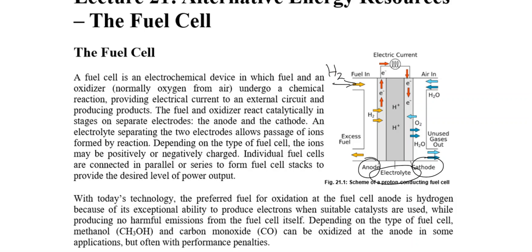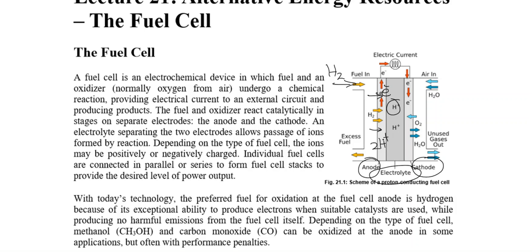Now when the H2 reaches the anode, it is catalytically converted to H positive ions. And obviously electrons are released from this hydrogen. Now the electrolyte, depending on the type of fuel cell, would either allow positive ions to move through it, or allow negative ions to move.